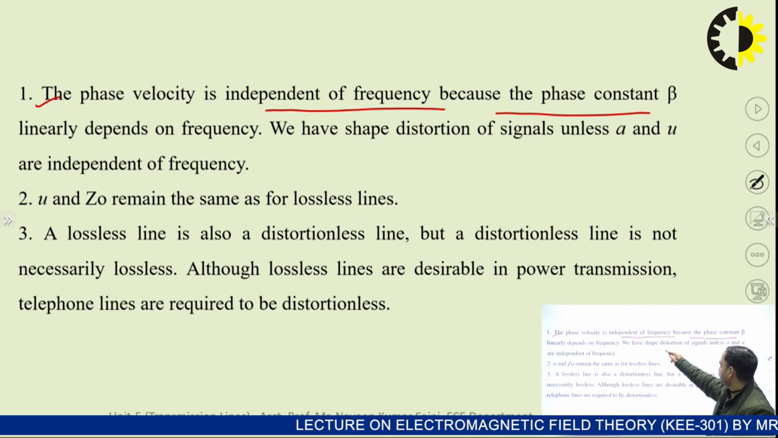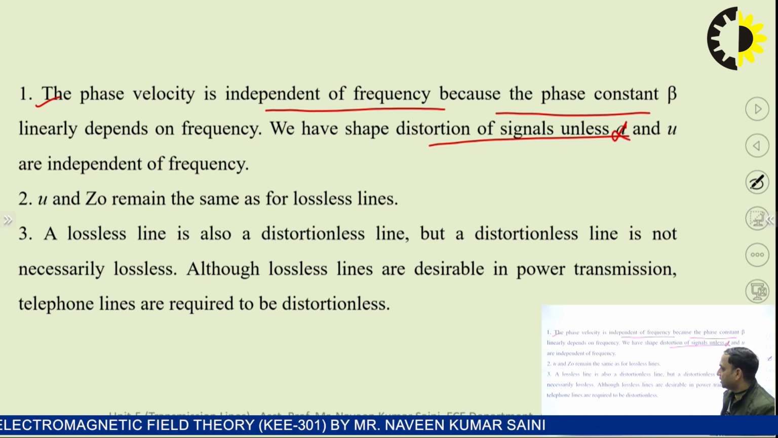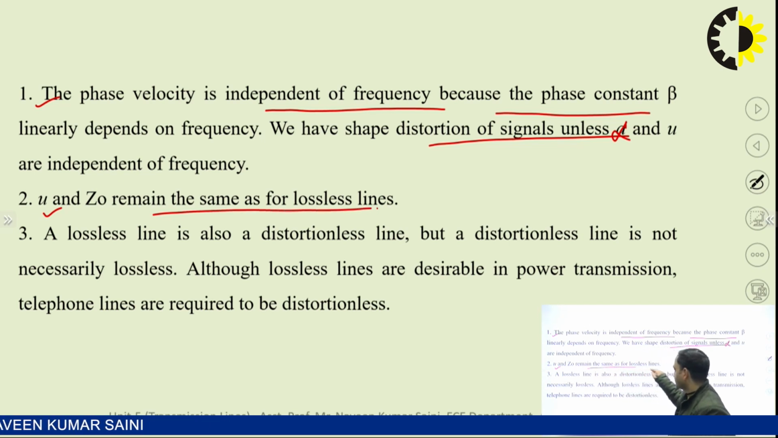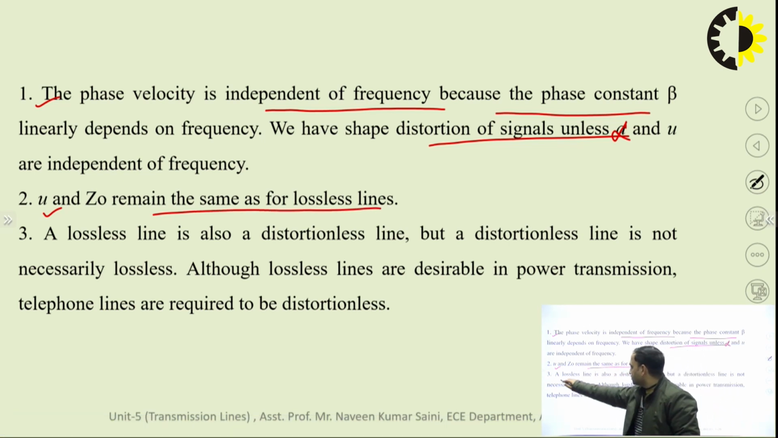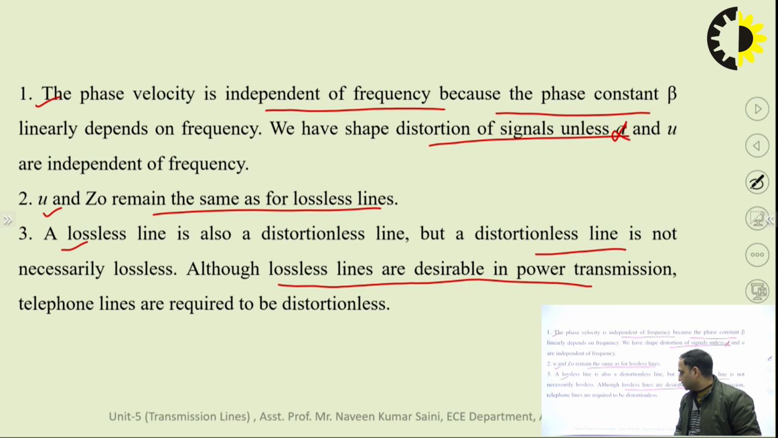So, we have shape distortion of the signals unless alpha and U are independent of frequency. Here U and Z naught remain the same as for the lossless line, and a lossless line is also a distortionless line, but a distortionless line is not necessarily lossless. Although lossless lines are desirable in power transmission, telephone lines are required to be distortionless lines.